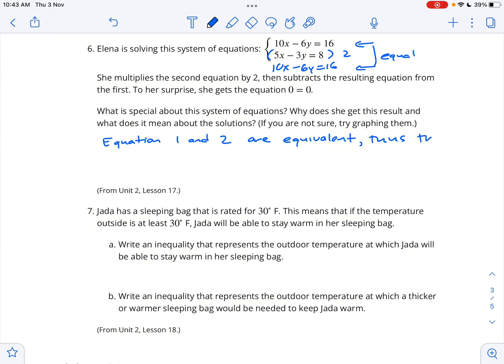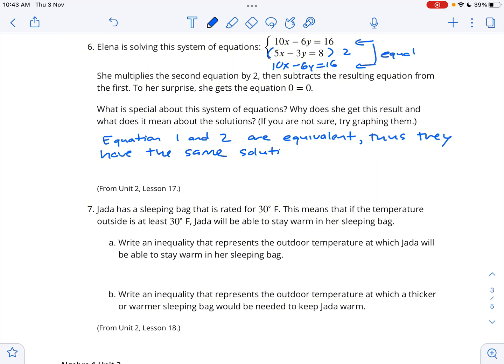And thus, they have the same solutions as each other. And if you went and tried doing the graph of these two equations, 10x minus 6y equals 16 and 5x minus 3y equals 8, it would be the same line because they have the same solutions. So there's going to be an infinite number of solutions to this system of equations.